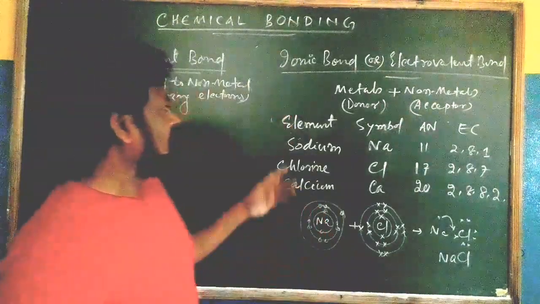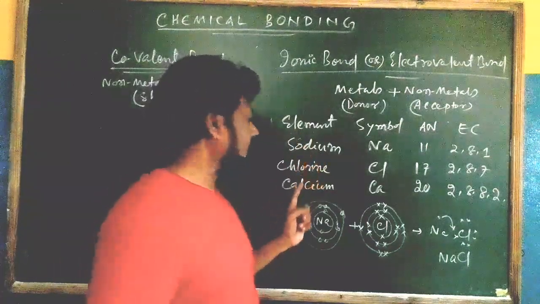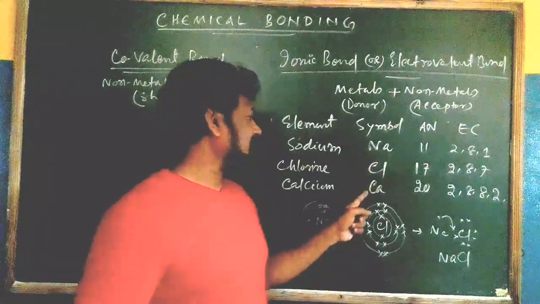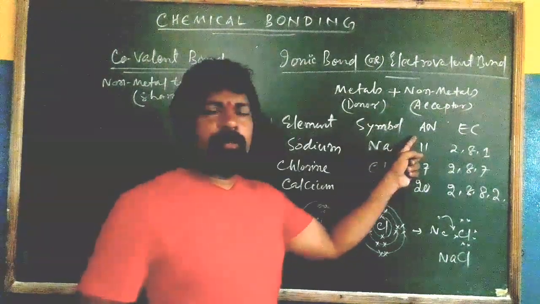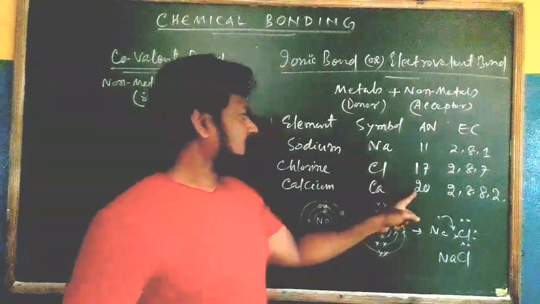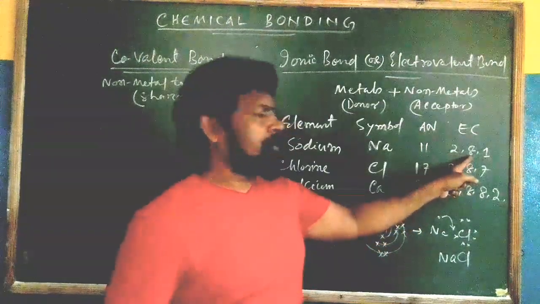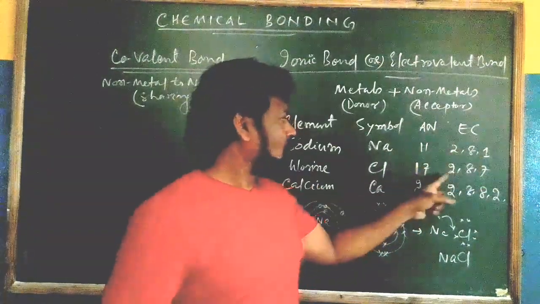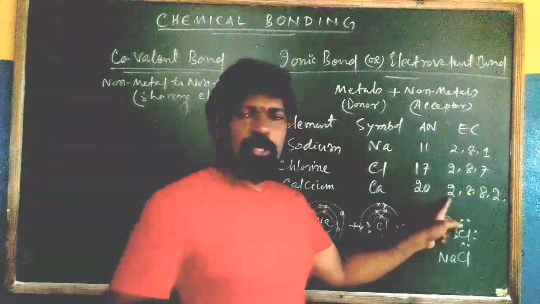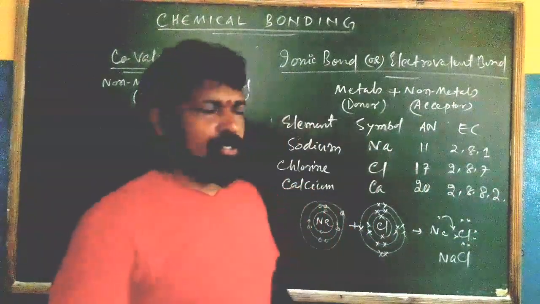Say for example, I have taken elements like sodium, chlorine and calcium. You know sodium's symbol is Na, chlorine Cl, calcium Ca. The atomic number of sodium is 11, chlorine is 17, calcium is 20. So in sodium, the first orbit has 2 electrons, second orbit 8, third orbit 1. Chlorine has first orbit 2, second orbit 8, third 7. Calcium has first orbit 2, second 8, third 8 and fourth 2. This is the electronic configuration.